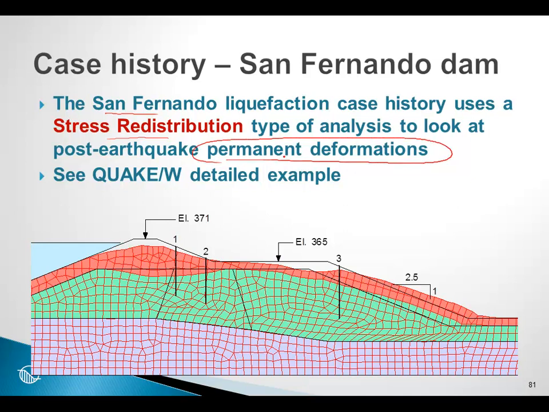The liquefaction caused some strength loss, and it's a perfect example where a stress redistribution is very, very valuable because it allows us to look at the deformation that is associated with a strength loss. Again, you can go to the Quake W detailed examples if you're interested in more information on this case.